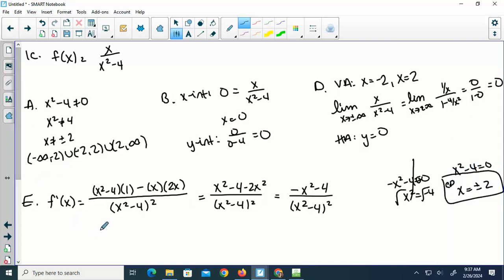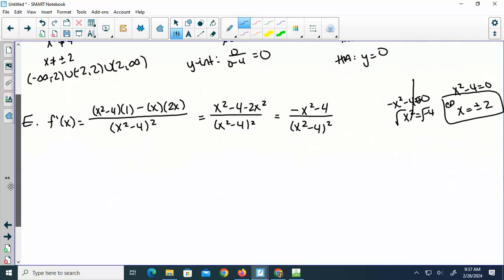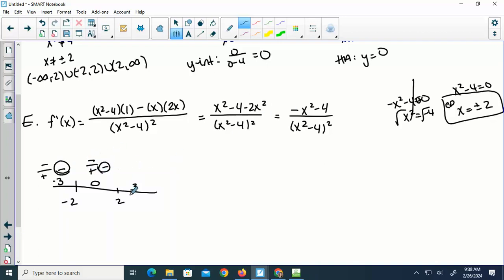To check increasing, decreasing, we do our sign line. Test a point smaller than negative 2, in between them, and bigger, and put it into the derivative. If we put in a negative 3, we get negative 9 minus 4, which is negative. 9 minus 4 squared is positive, so that section is negative. Put in a 0, you get a negative over a positive, which is negative. Put in a 3, you also get negative over positive, which is negative.